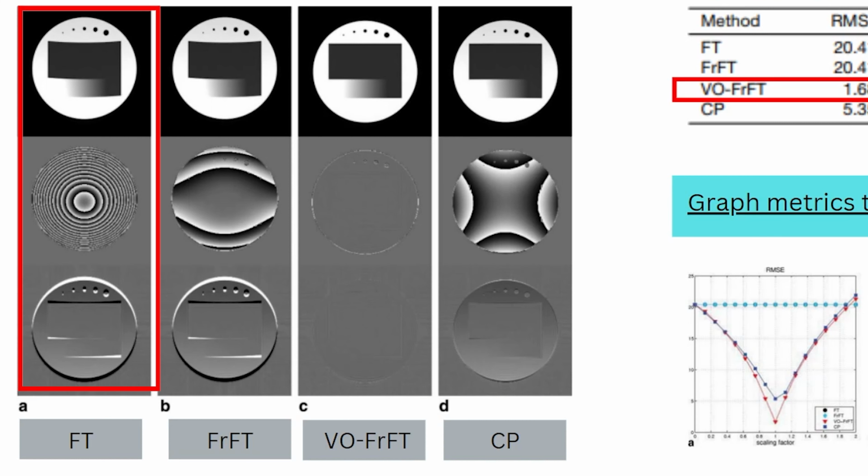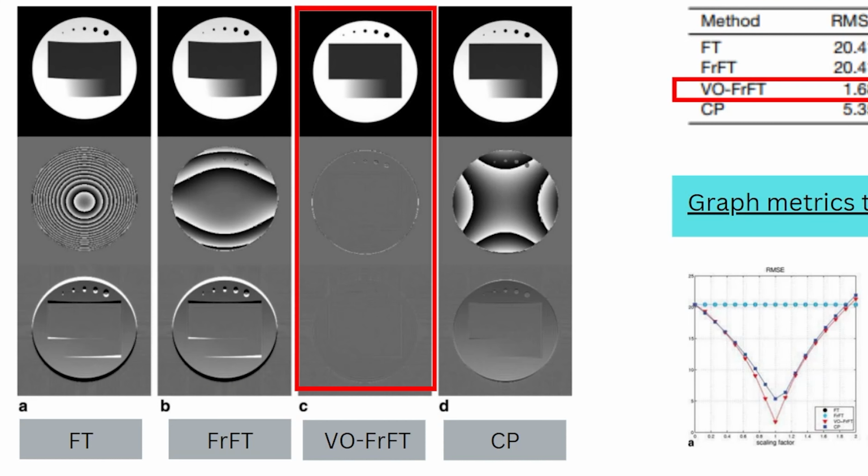Column A here is the inverse standard Fourier transform reconstruction. B is the inverse fractional Fourier transform reconstruction. C is the variable order inverse fractional Fourier transform reconstruction.